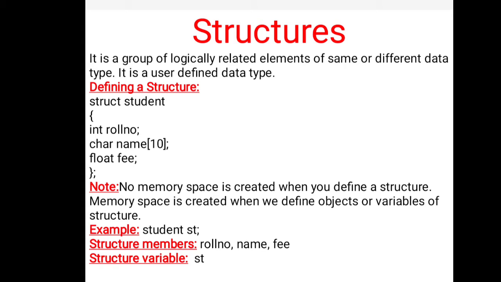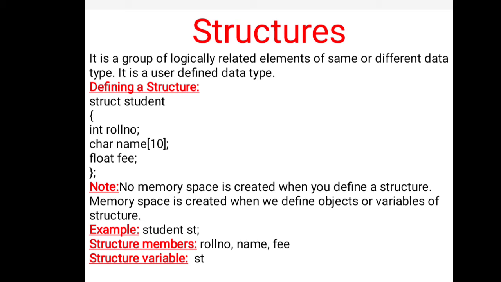Now, no memory space is created when you define a structure. Memory space is created when we define objects or variables of the structure. Now, what do you mean by objects or variables of a structure? For example, whenever you write student st, it means you have created a variable with the name st, which is of data type student. Suppose you had written int a, then a will be an integer type variable. Now st will be a student data type variable. Student is basically a data type.